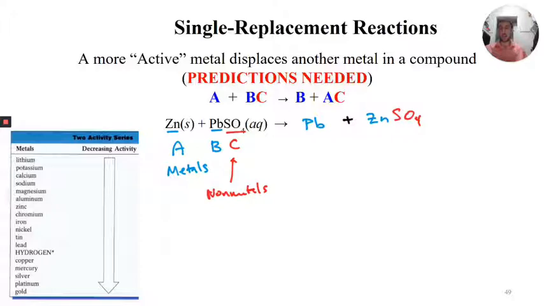That's roughly it. There are some added complexities because we do need to specify phase. The one by itself will become a solid, and the one in a compound will be aqueous. So we've got those phases in it. The last thing that gets layered in with our single replacement reactions is that we also have to be able to interpret something known as the activity series.